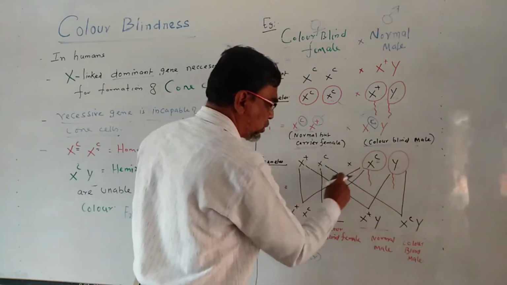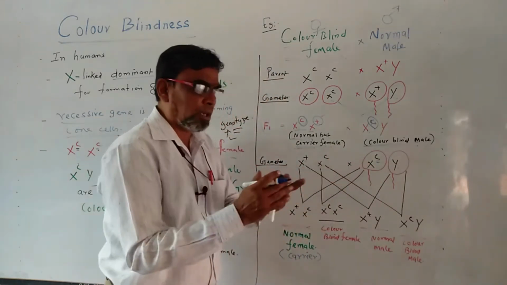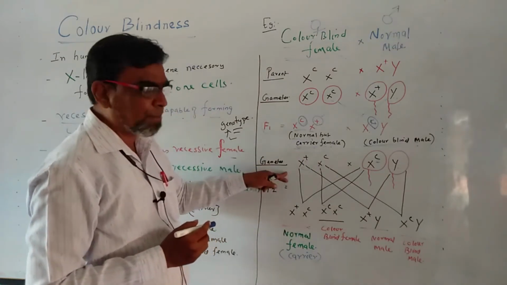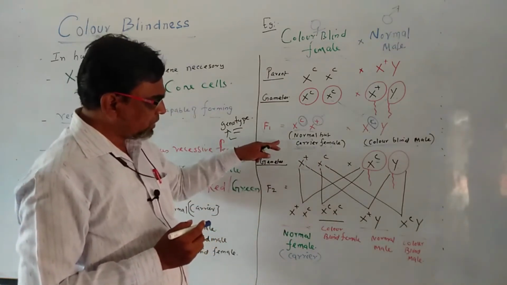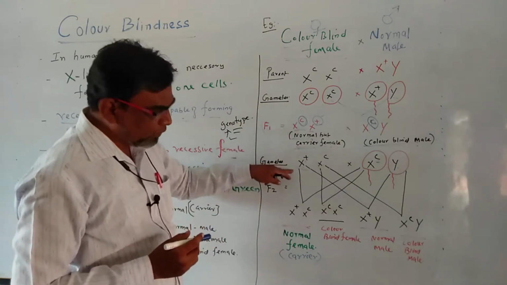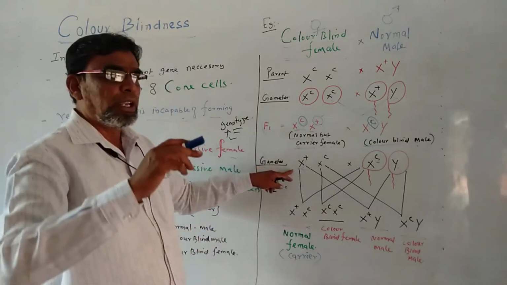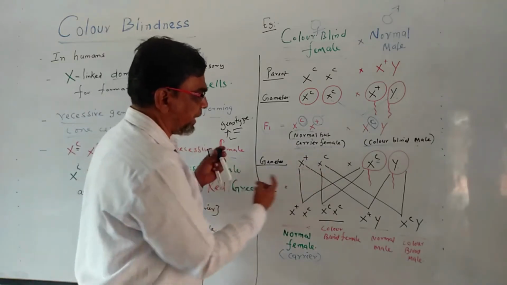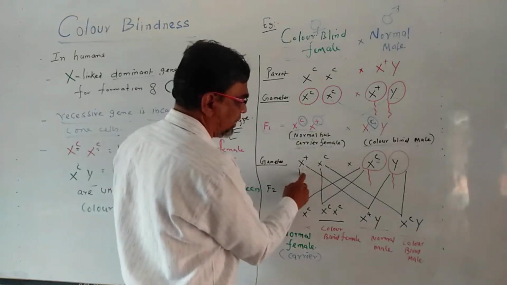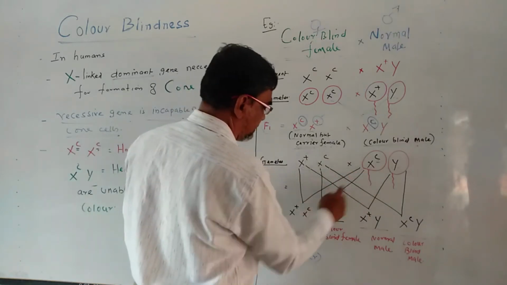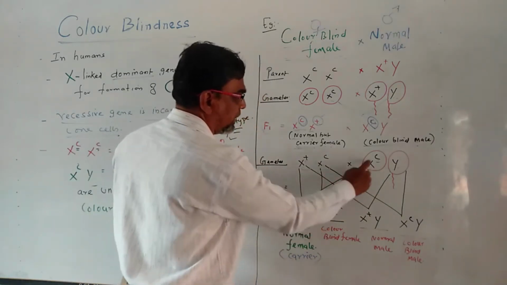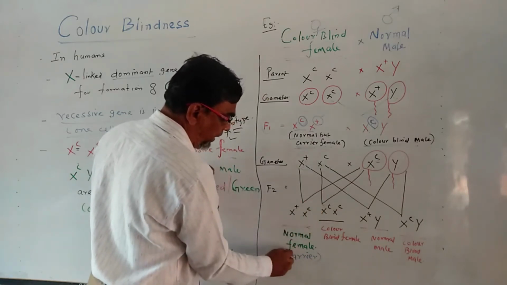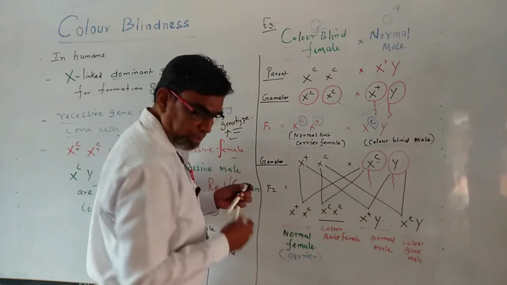When you mate between these two, what is the result? This is the gametes of the F1 generation. If we make a cross between the F1 generation, taking the gametes, X plus when combined with X^c, X plus and X^c, what happens? It is a normal female because the dominant gene is present.